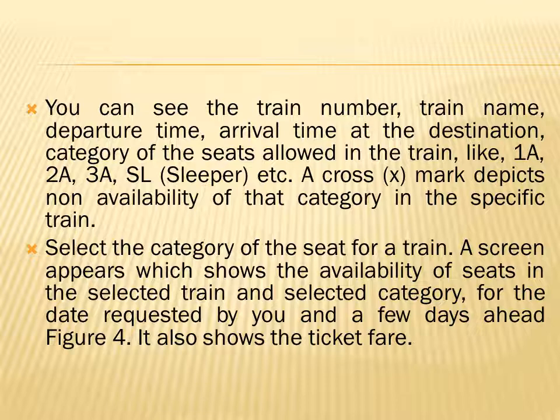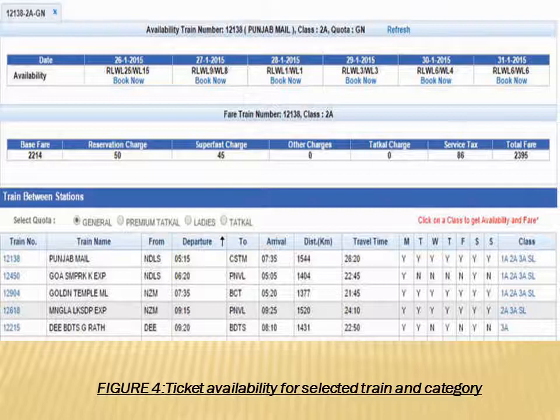As soon as you select a particular train, there are many trains you have seen in the table. As soon as you select the train of your choice, suppose I have selected the Punjab Mail, you will get the availability of the Punjab Mail. You can see the date availability on 26 is RL waiting list 15. Whether you want to book that ticket, you can decide there. You have to click on book now and you can book the ticket.